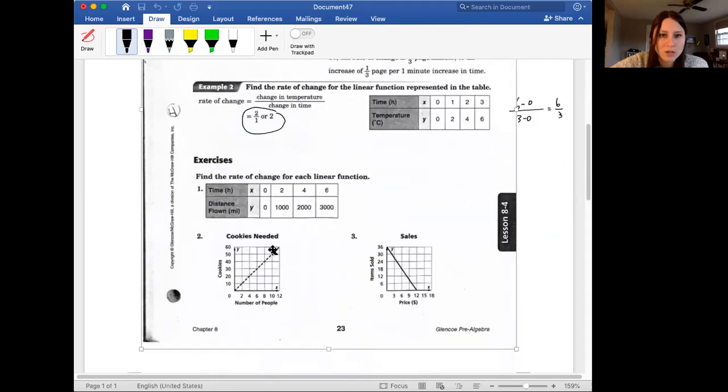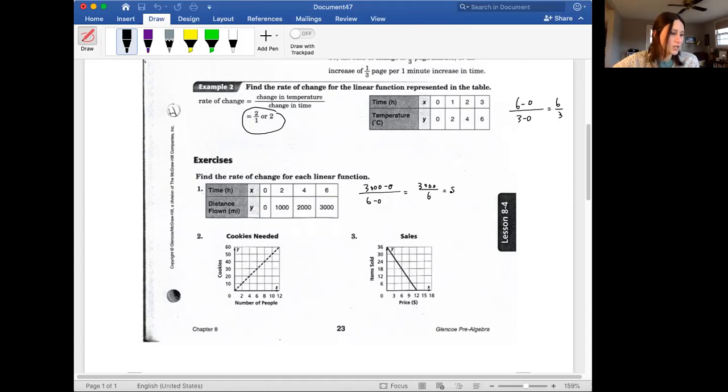So let's practice looking for the rate of change for these linear functions. One, we have a chart, and then the others, we have a graph. With our chart, it's labeled for us what's X and Y, which means we're going to do the vertical change, which is Y, right? 3,000 minus 0 over 6 minus 0. When we work this out, 3,000 over 6 simplified is 500, I believe. Let me just double check.